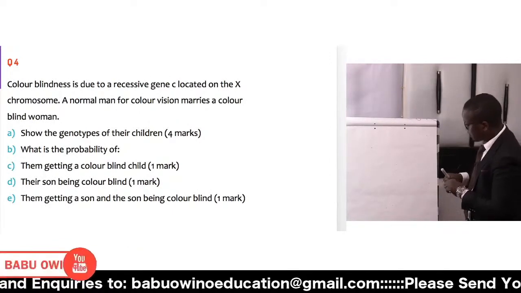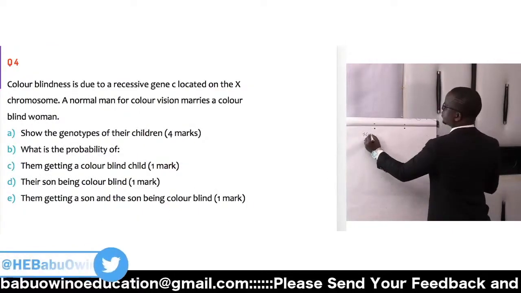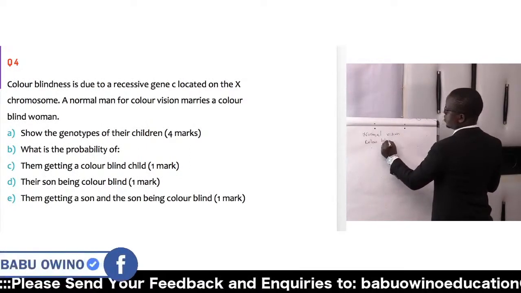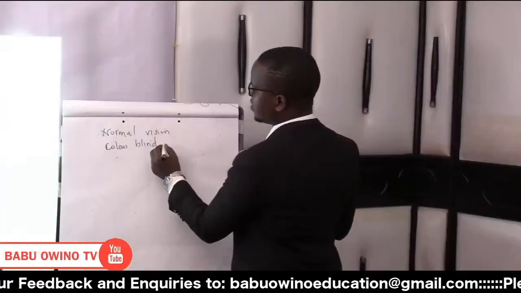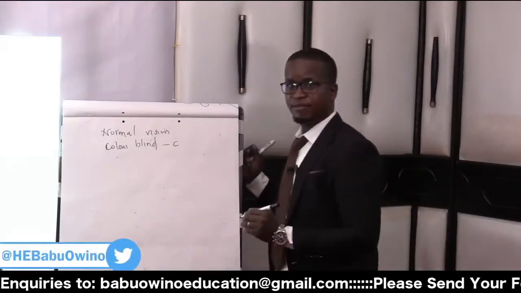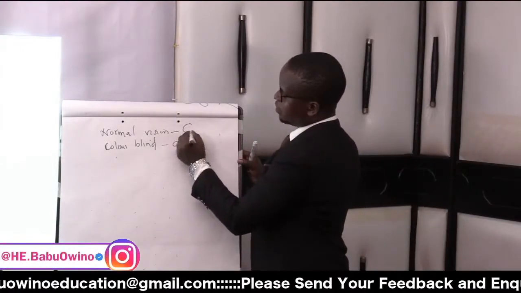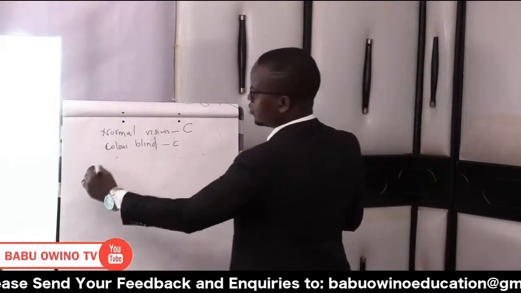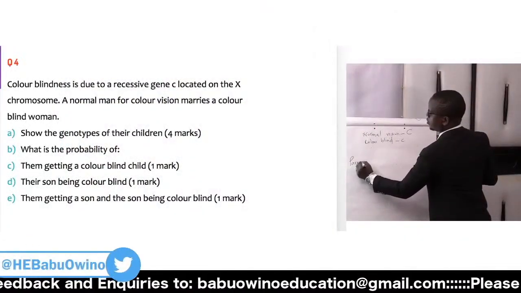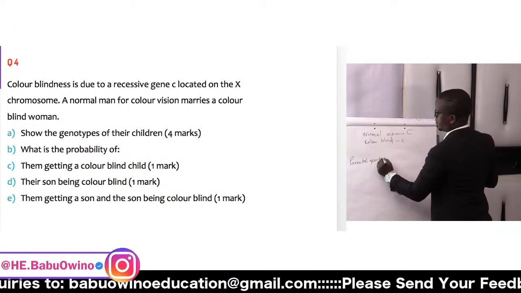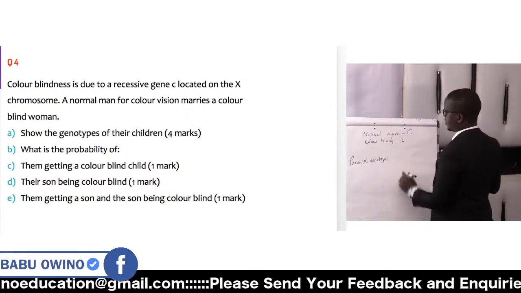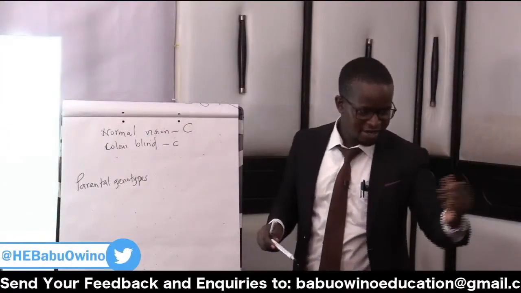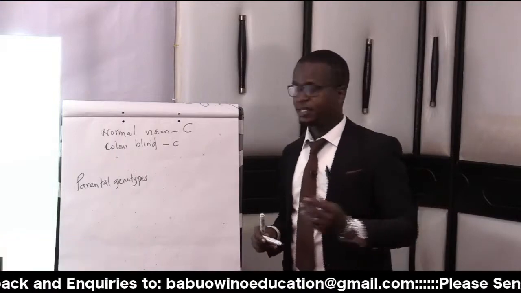Remember, for vision, we have two possibilities. One can have normal color vision, and one can be colorblind. So we are told colorblindness is due to a recessive gene C. So it means the gene for normal color vision is dominant, and therefore we will represent it with the capital C. But we are told that a normal man for color vision marries a colorblind woman. So to work out this one, we start from parental genotypes. Why am I not starting from parental phenotypes? Colorblindness is not something that manifests itself physically, so that I'm able to look at someone and just see this person is colorblind, just like hemophilia.